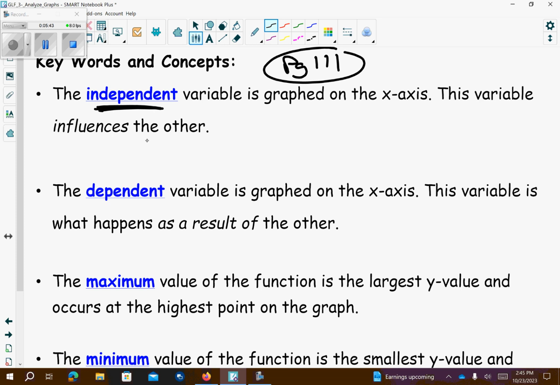This variable influences the other. The blank variable is graphed on the x-axis. This variable is what happens as a result of the other. So the dependent variable is graphed, and that should be y-axis. Ooh, boy, we made a mistake there.